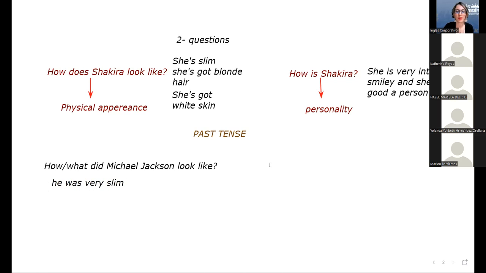Anna, something else we can say about Michael Jackson? Okay, he wrote a lot of songs. But in this question, it has to be about his appearance. Okay, he had curly hair. Yes, thank you, Anna.